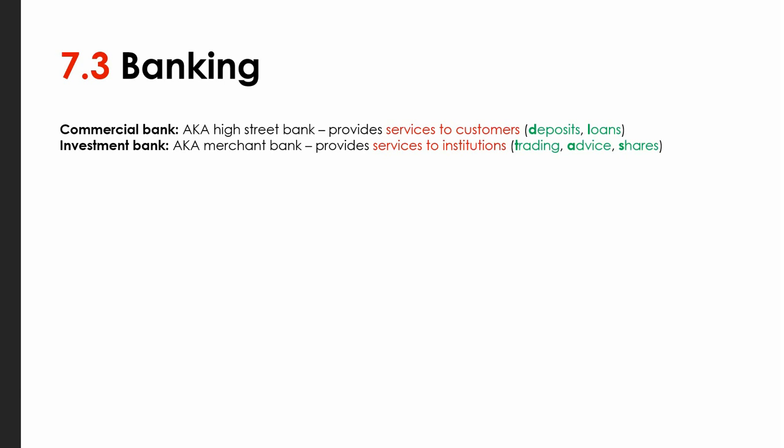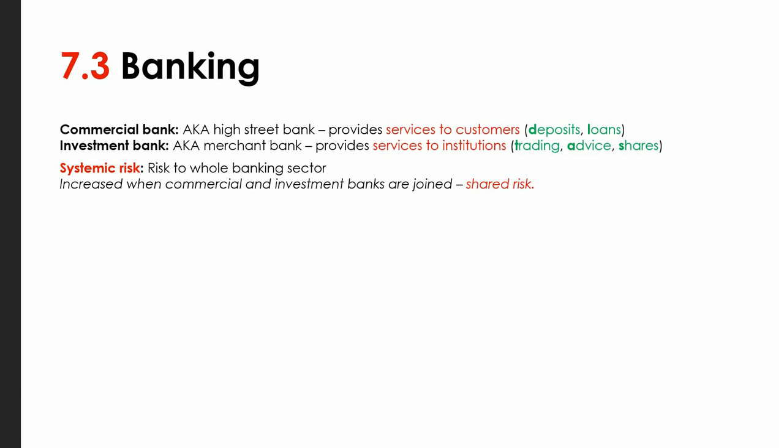One key point here is the idea of systemic risk, which is the risk to the whole banking sector. So when one bank fails, how likely is it that the whole banking sector will fail? We want to avoid systemic risk because a total banking sector collapse would be catastrophic for the macroeconomy. When commercial and investment banks are joined and they're the same bank sharing money, there's a shared risk, increasing systemic risk in the economy. That is now not allowed in this country. They have to be separated even if they're owned by the same company.